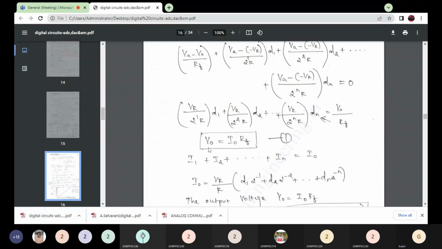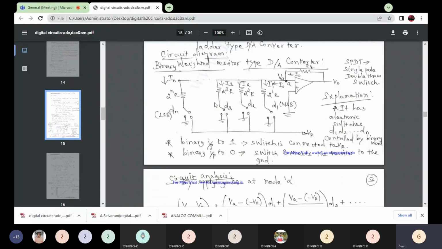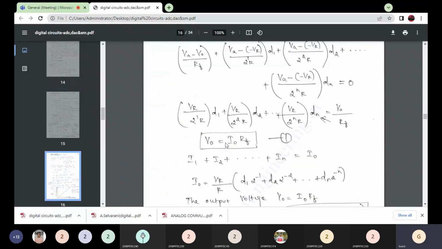So here our converter output is, listen. We are given the inputs as a binary word, that is D1 to Dn. So what is the analog output voltage? The analog output voltage is I naught into RF, right? I naught into RF, where I naught is the sum of the N currents, I1, I2 up to IN. Understand?